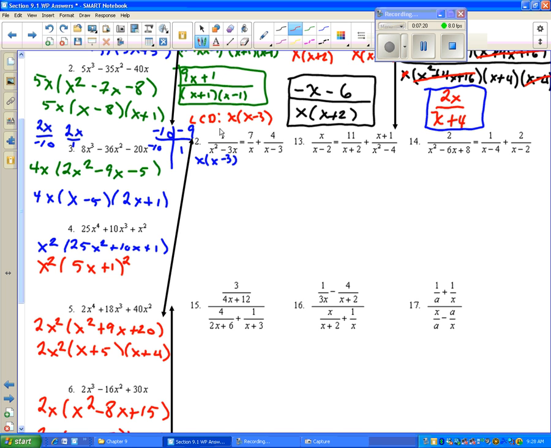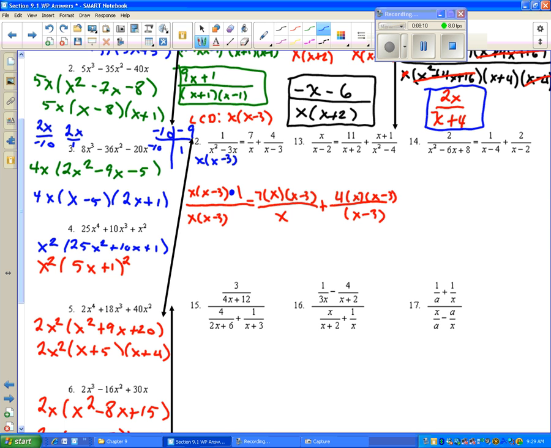So when I multiply 1 over x times x minus 3 times x times x minus 3, I get x times x minus 3 times the 1 over x times x minus 3 is equal to 7 times x minus 3 over x, that's this term right here, plus 4 times x minus 3 over x minus 3. I multiplied every term times my LCD.